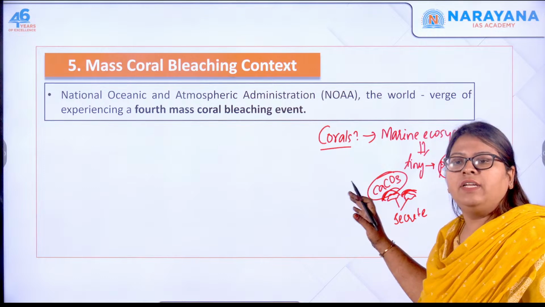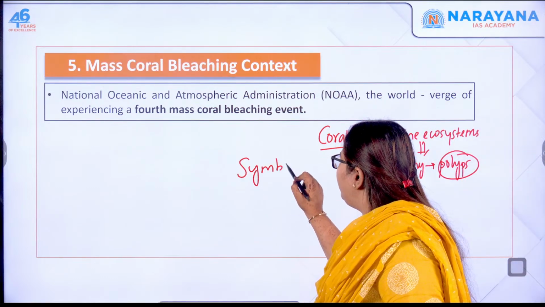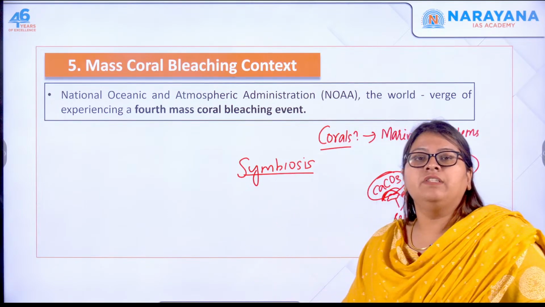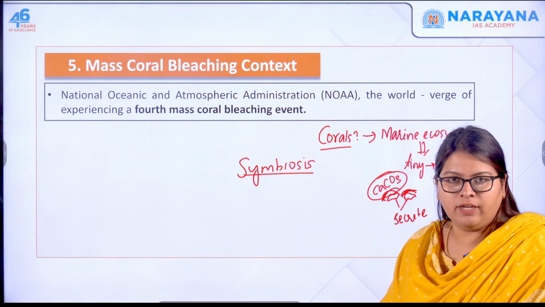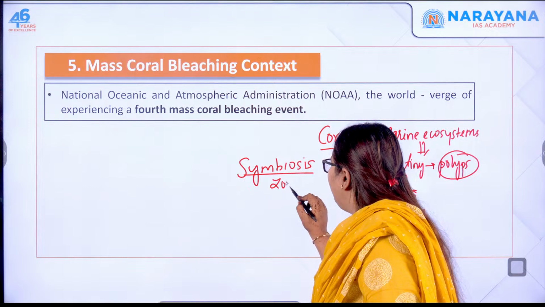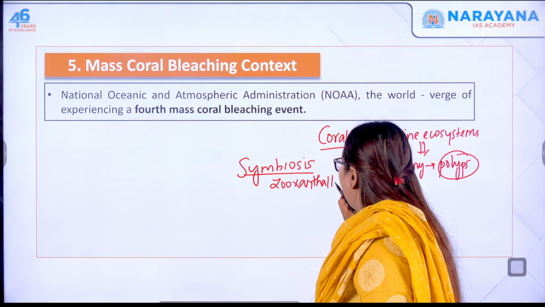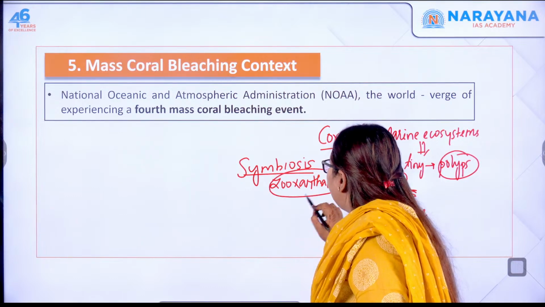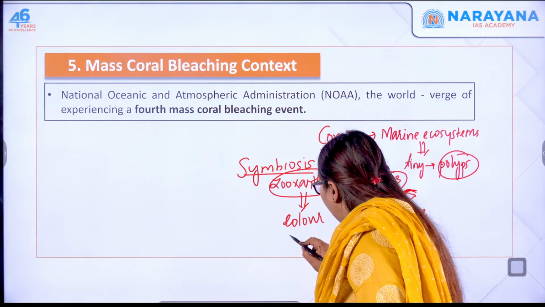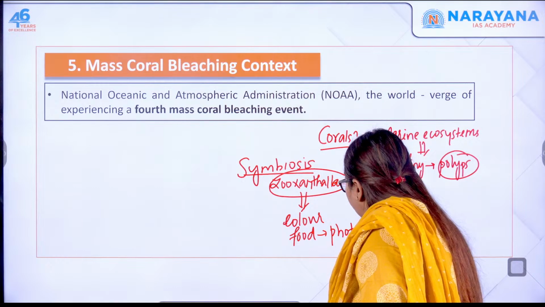What gives color to the corals? Corals exist in a symbiotic relationship. What do you mean by symbiosis? I give you help and in return you give me a favor. So corals also live in a symbiotic relationship with an algae called zooxanthellae. The zooxanthellae is an algae which gives color to the coral and also gives food to the coral through the process of photosynthesis.